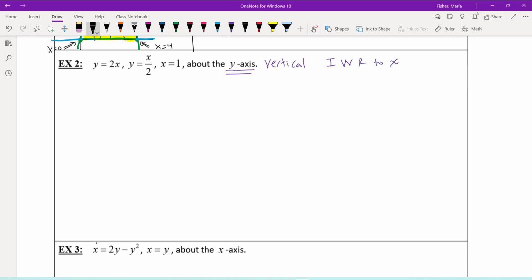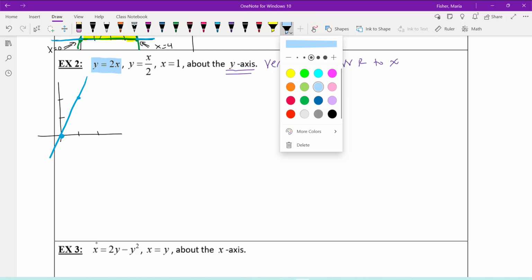Coming over here and graphing all of these. Y equal 2x is just a line. It has a y-intercept of 0 and a slope of 2. So I draw that line, y-intercept of 0, slope of 2. And there we go. That is y equal 2x.